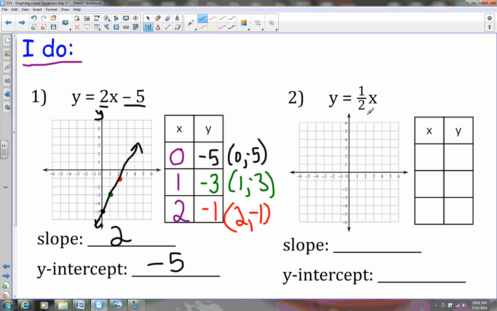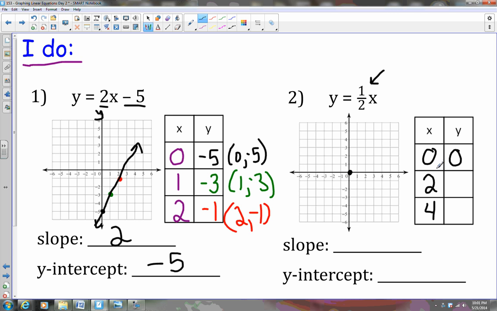Moving on to number 2, I'm going to take half of whatever my x's are. So I want to pick nice numbers for x, something that it's easy to take half of. So I'm going to use the numbers 0, 2, and 4 this time because it's really easy to take half of these numbers. The first one, half of 0, is just 0. So I'm going to graph the point 0, 0.